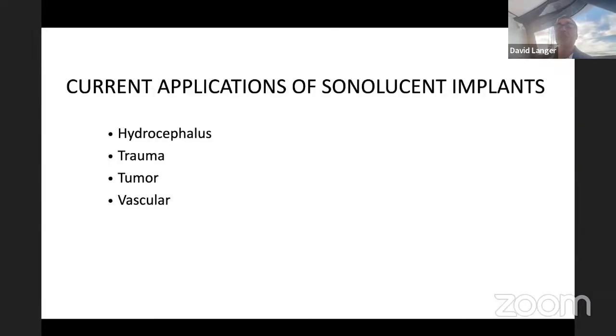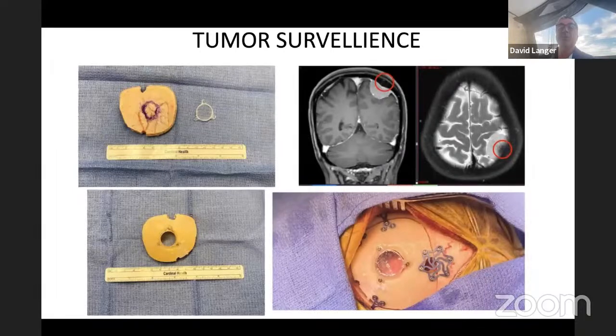So at Lennox, we've been experimenting with the idea of using these in all sorts of applications. Hydrocephalus, trauma, both custom implants, some small quarter-size implants in all cases versus more larger implants. We use them in tumor and vascular and bypass. This is a typical tumor case.